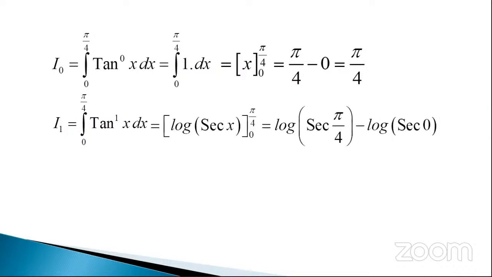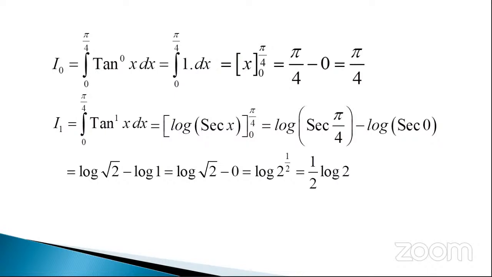What is the integration of tan x? Log sec x. Limits are 0 to pi by 4. Log sec pi by 4 minus log sec 0, that equals log root 2 minus log 1. Sec 45 means 1 by cos 45, and cos 45 equals 1 by root 2. It means sec 45 equals root 2.